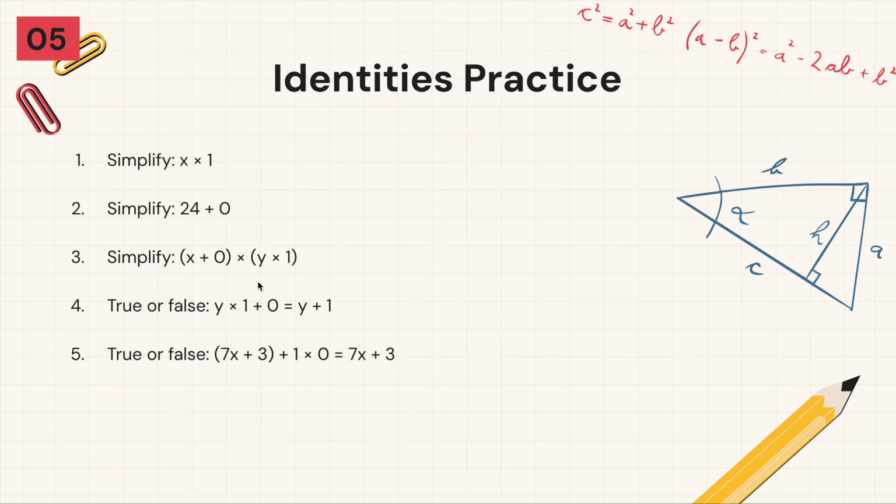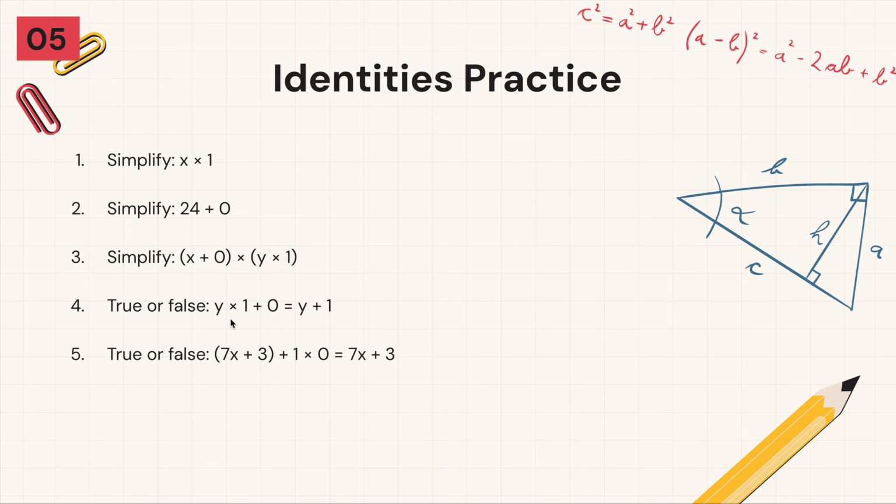True or false, y times 1 plus 0 is equivalent to y plus 1. Well, according to the multiplicative identity, y times 1 is just equal to y, and then according to the additive identity, y plus 0 is also equal to y. So y is equal to y plus 1? That's not true, so this equation is false.